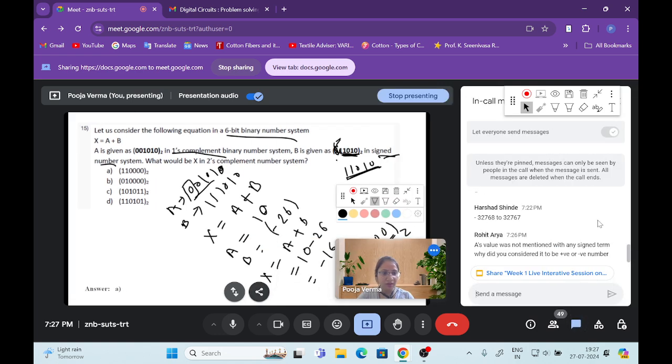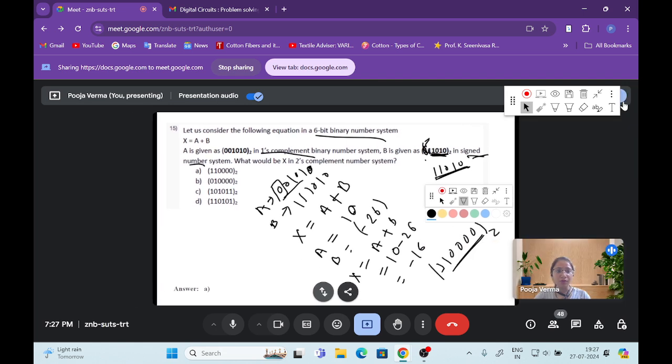Someone is asking, A's value was not mentioned with any sign, so why did you consider it to be positive or negative? It is given as a ones complement, but if you want to check, after 6 bits you just need to check.